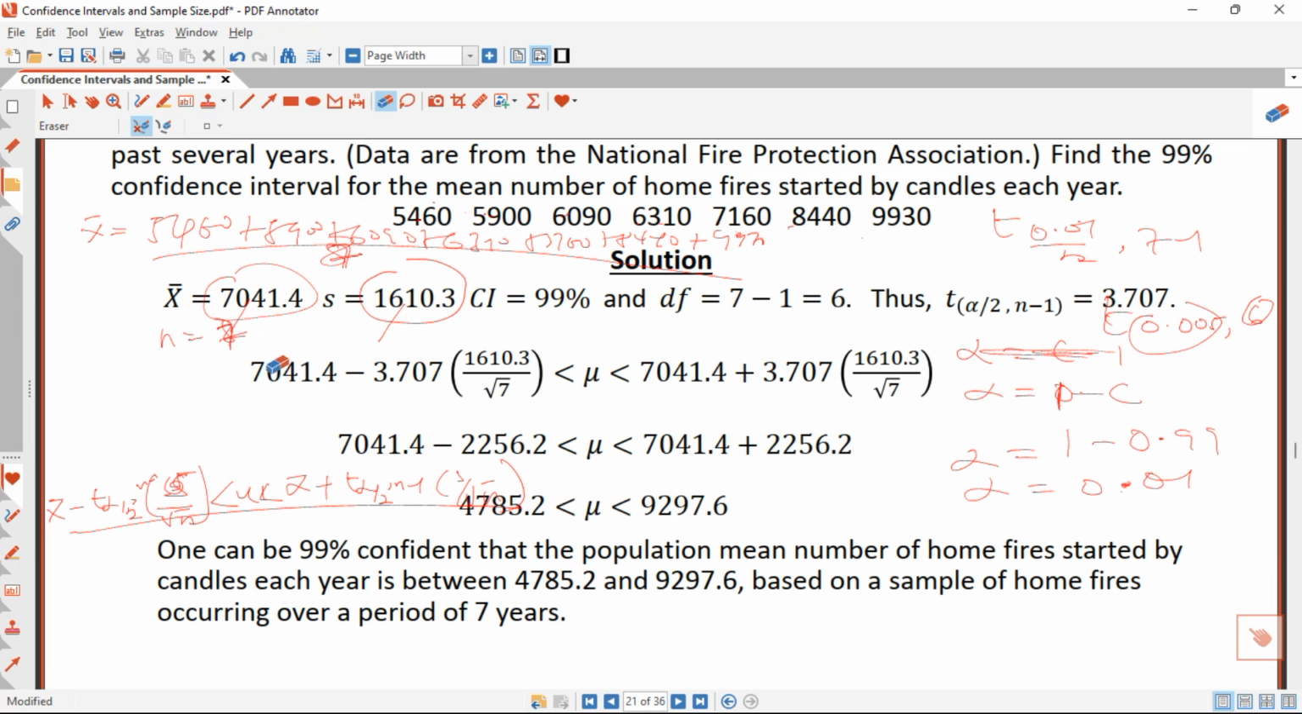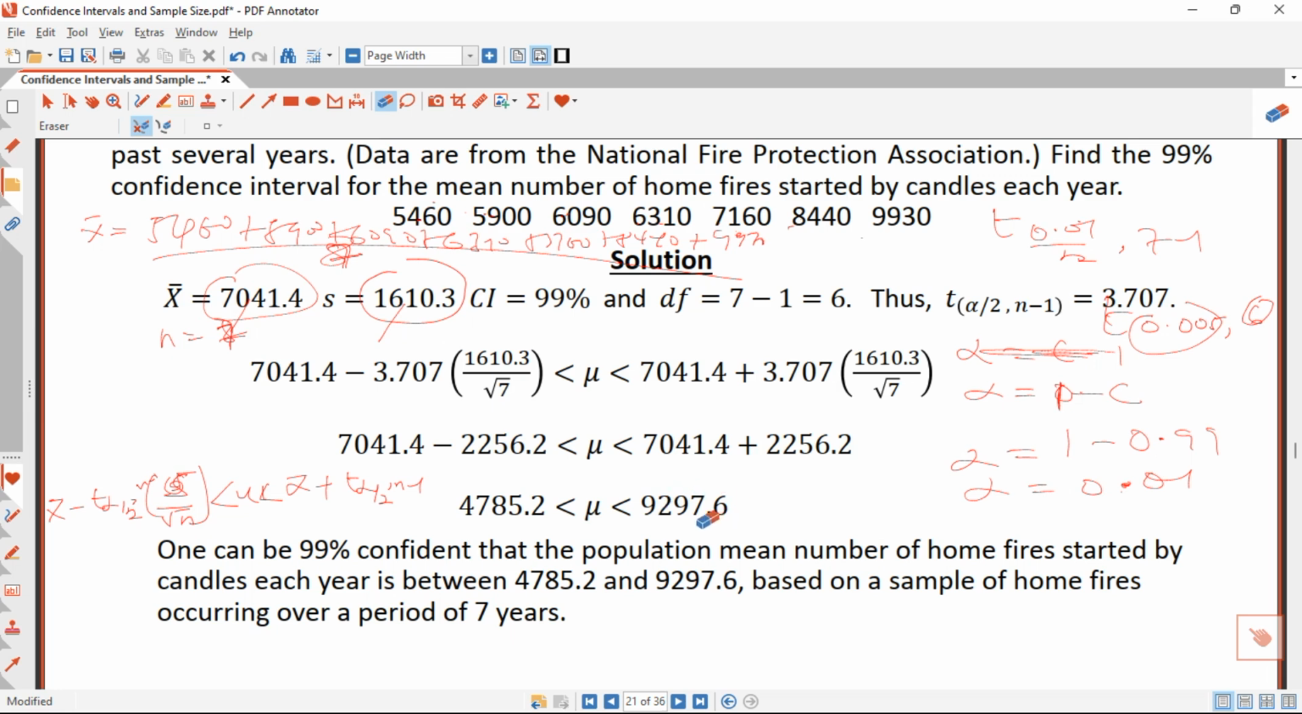We know that our x bar is 7041.4 minus 3.707 times our s, which is 1610.3, divided by square root of 7, less than mu, and then just add that one too. Once we have this expression, we just subtract and multiply to get this one, and then hopefully our final answer will be given as 4,785.2 less than mu less than 9,297.6.